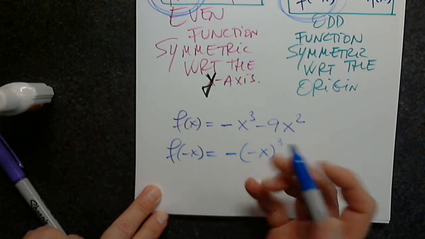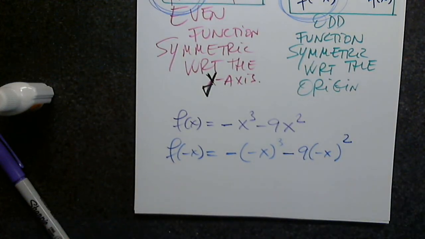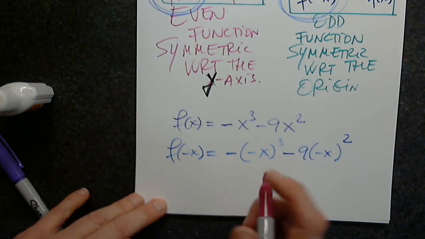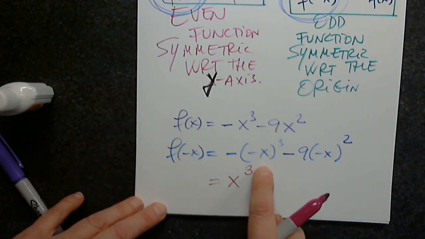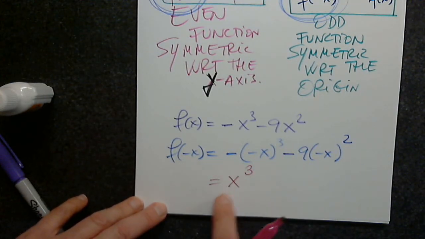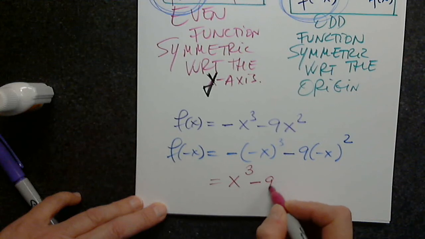We know what the pattern is telling us. So the pattern says you have to replace x by negative x. So what do I get? Negative x to the third. It's still negative x cubed. With minus in front, I get x cubed. Negative x times negative x times negative x is negative x cubed. With minus in front, I get positive. Is that okay? Agreed? And now negative x squared is x squared times negative 9 is negative 9x squared.